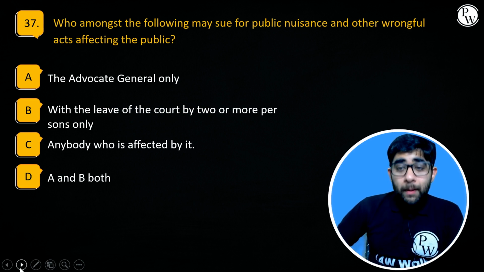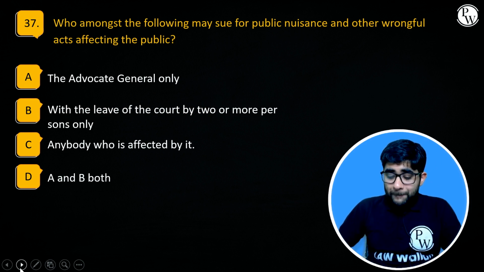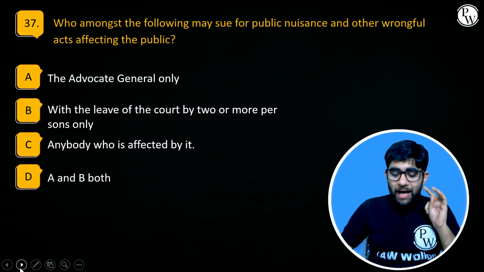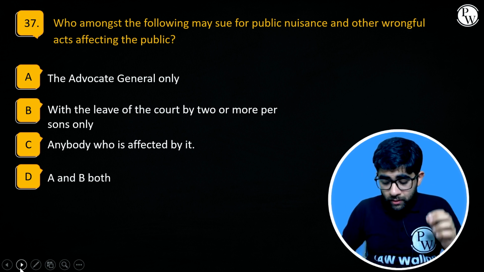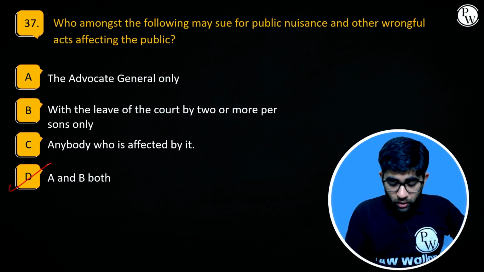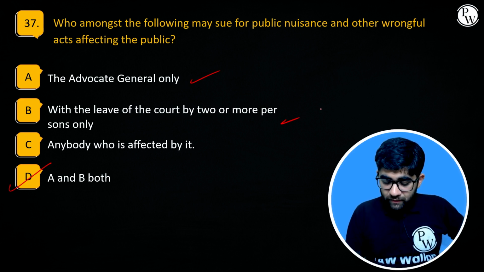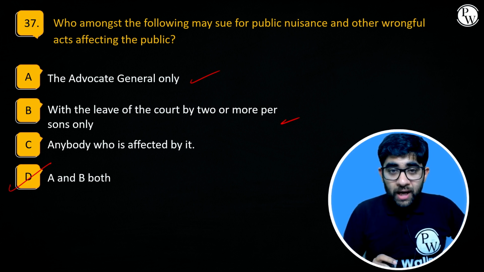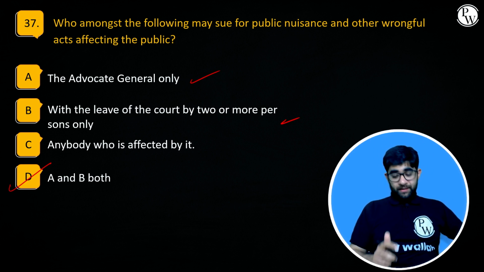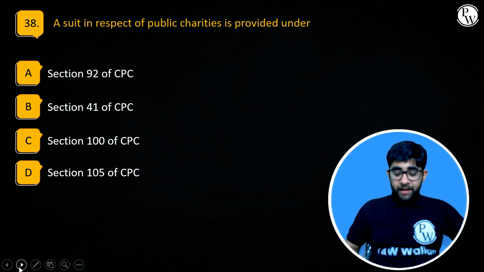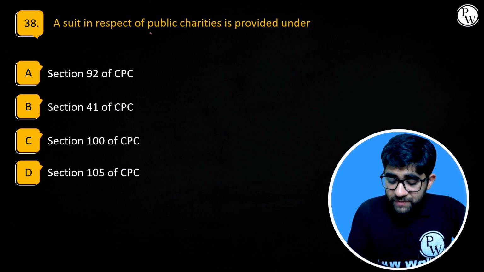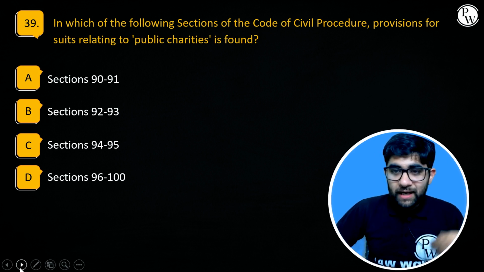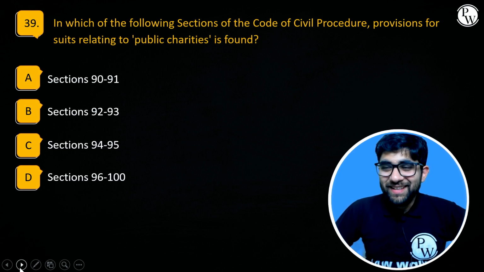Next, who amongst the following may sue for public nuisance and other wrongful acts affecting the public? A and B both. We all know the Advocate General and persons with the leave of the court. Now A and B both. The answer to this, question 37, is D. Then 38: a suit in respect of public charity is provided under section 92 of CPC. This is correct. I already knew this answer.